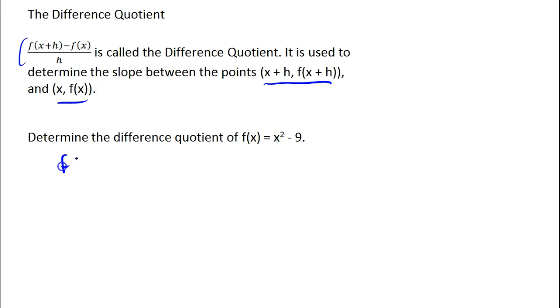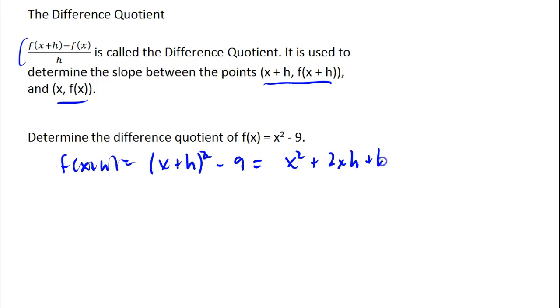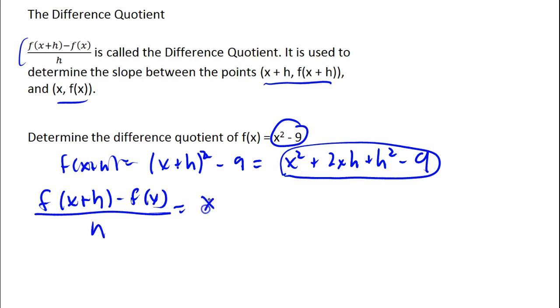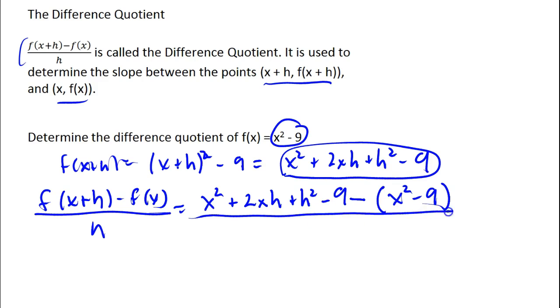So f of x plus h is going to be x plus h squared minus 9, which is going to be x squared plus 2xh plus h squared minus 9. So now we're ready to do the difference quotient. f of x plus h minus f of x all over h is going to be this whole thing minus that all over h. You ready? x squared plus 2xh plus h squared minus 9 minus f of x. I'm subtracting the entire function, so I'm going to put it in parentheses, over h.